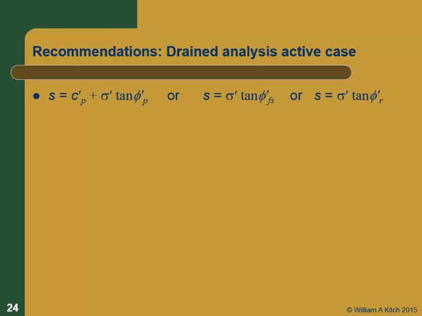Okay, for the drained analysis, our shear strength, if we have an over-consolidated clay, is going to be equal to c prime plus sigma prime tan phi prime, and we'll use a peak value. Or it's going to be S equal to sigma prime times the tangent of the fully softened friction angle, or sigma prime times the tangent of the residual angle if we think we have residual conditions.